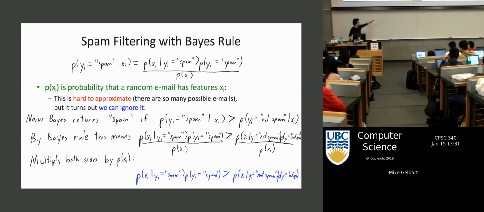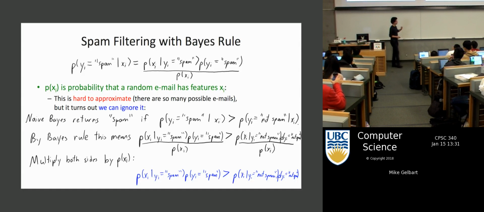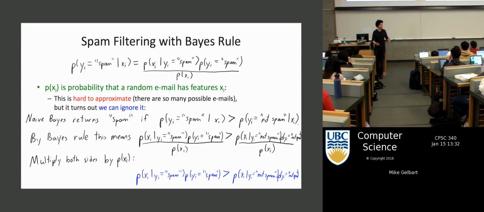The last line is just the exact same thing, but with the denominator removed, which is the actual comparison we're going to be performing. There's two aspects to it on the last line. There's the overall term, P of spam and P of not spam, which is saying if there's just way more not spam emails, that biases you towards picking not spam in a sense even before you read the email. And that's what those factors are doing.